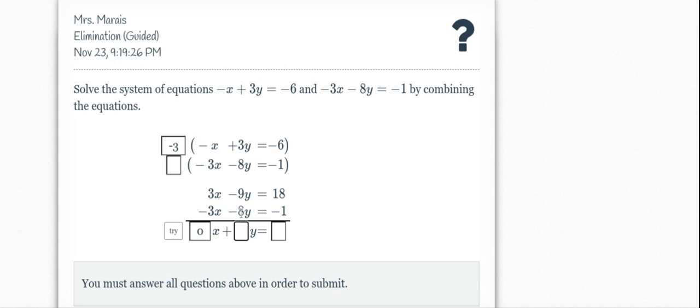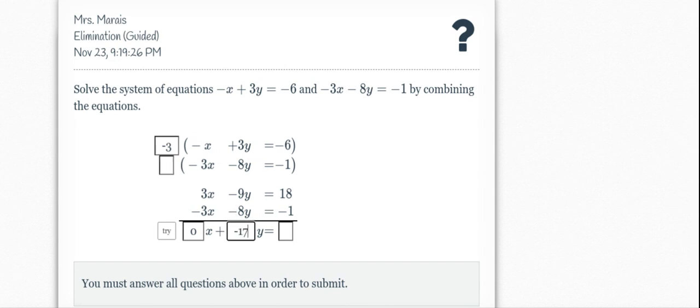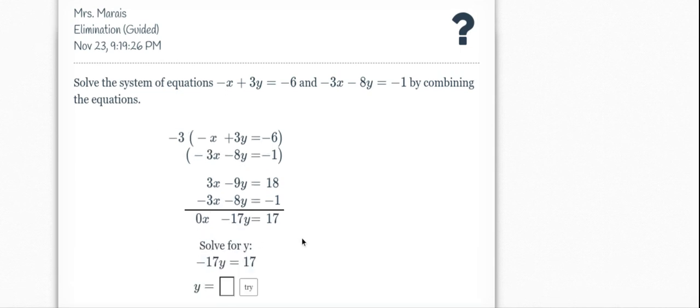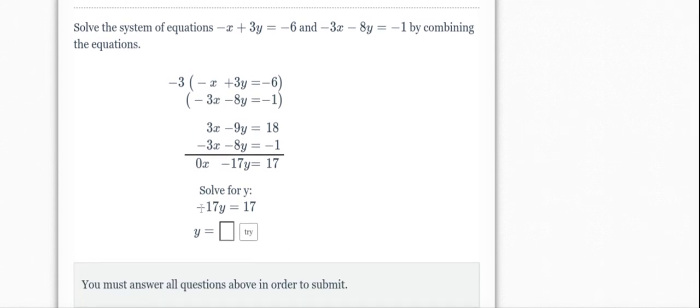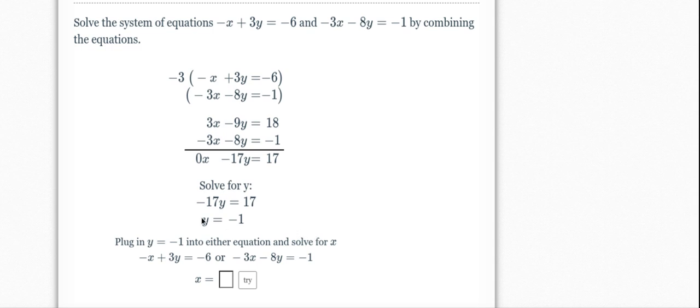-9 minus 8. In your calculator, you'll get -17. And then 18 minus 1 is a positive 17. And now I can hit try. So now I'm going to solve for y. -17y equals 17. I could divide both sides by -17, and my answer would be y = -1.